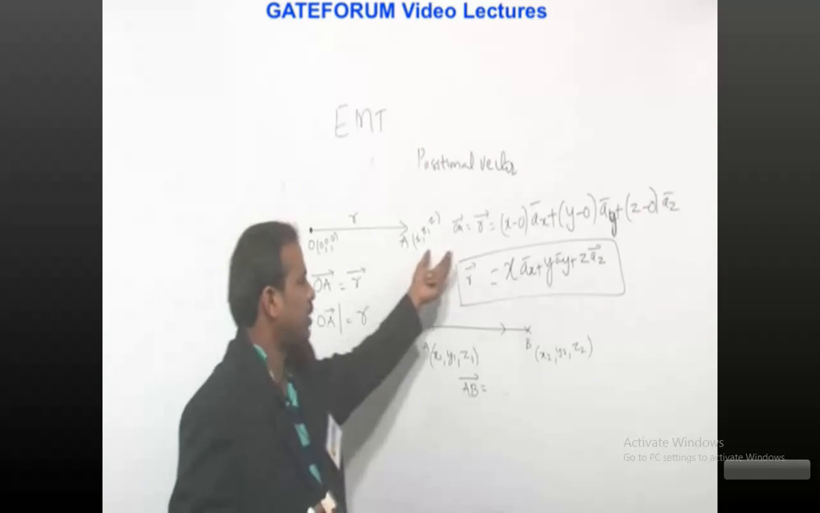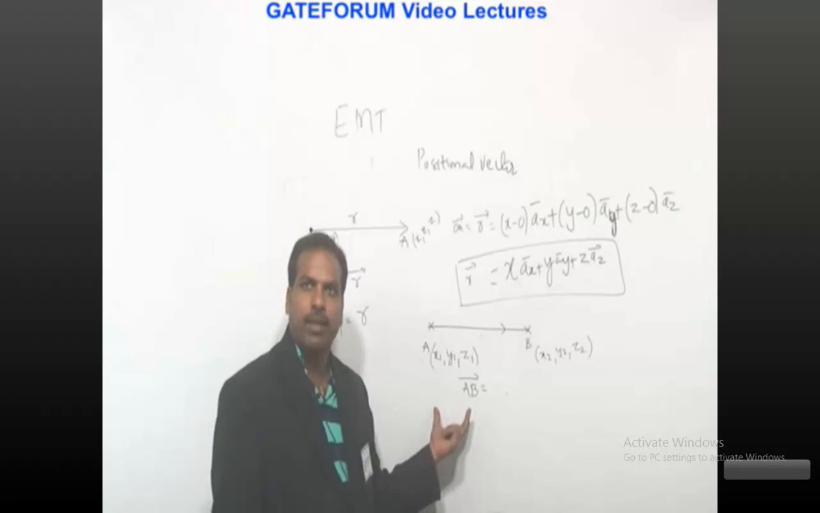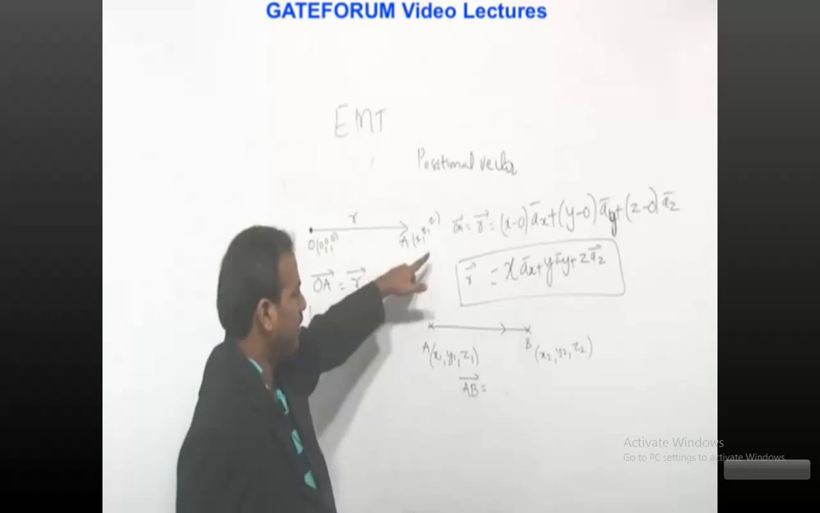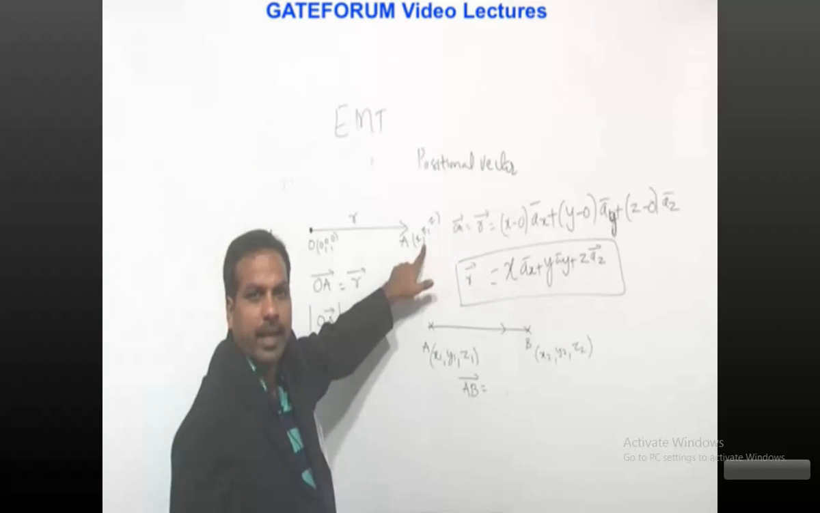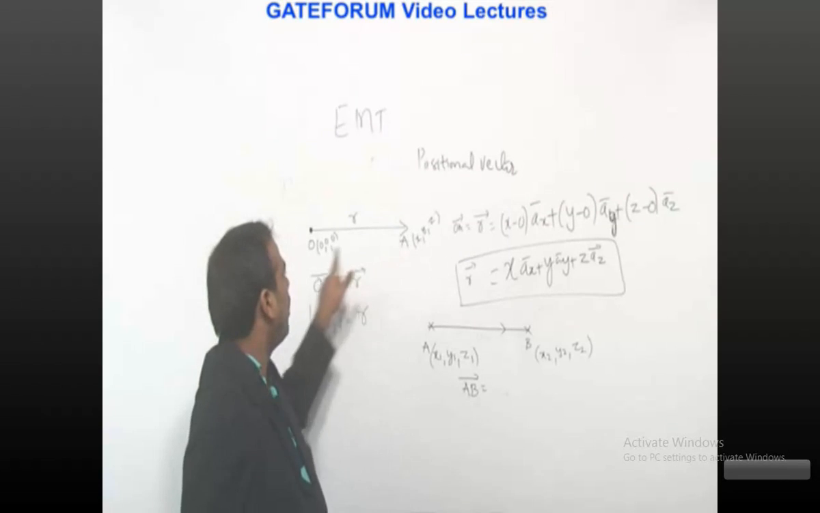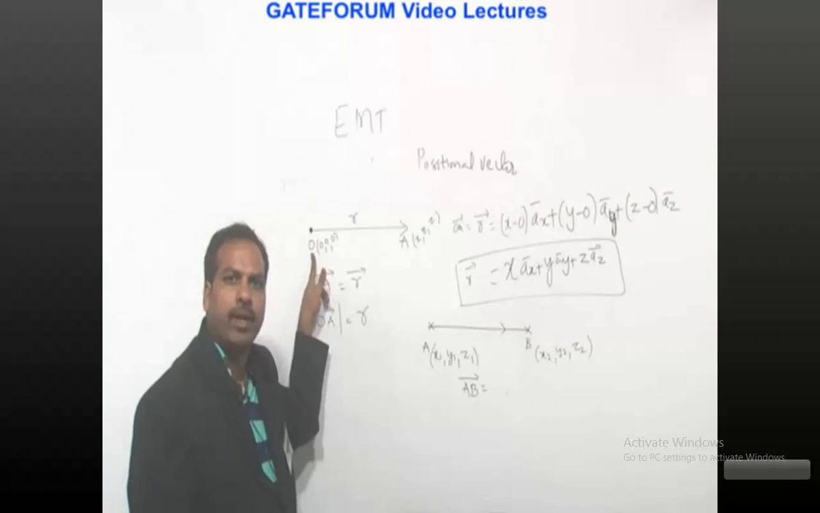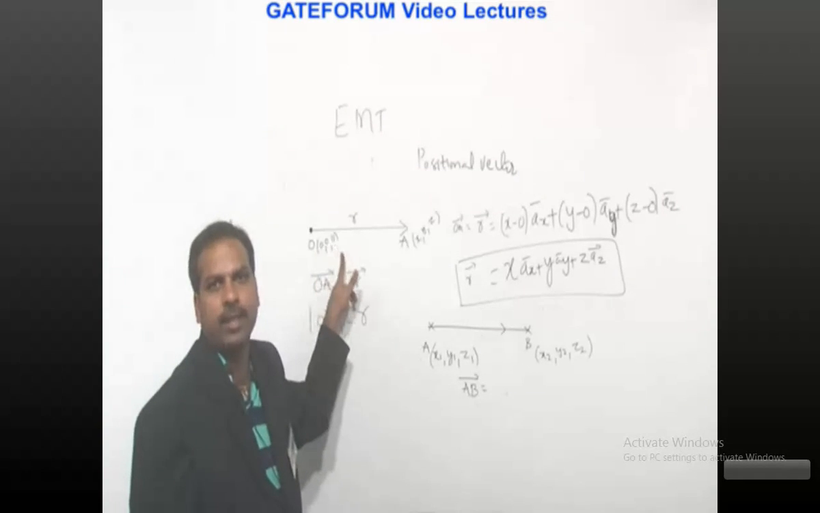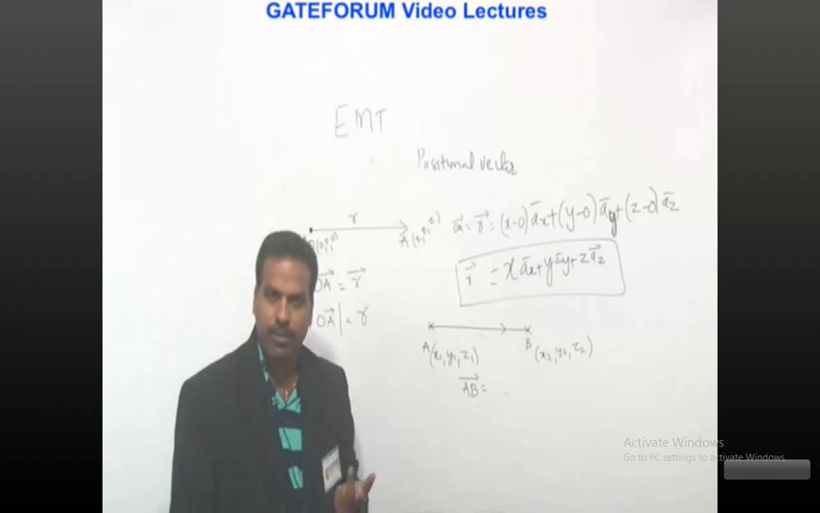Whatever way we have done with respect to the positional vectors, the same concept is even applicable when there is no presence of origin. So how can we say it? Simply, the coordinates of the ending point minus the coordinates of the starting point, with the unit vectors along our reference directions x, y, and z, will always give us the vector between any two points.